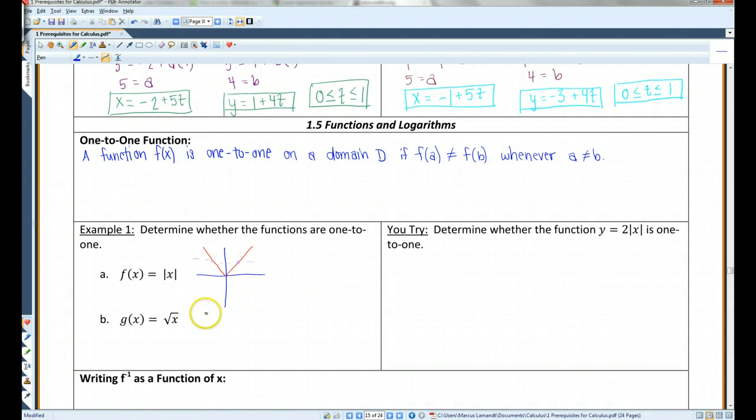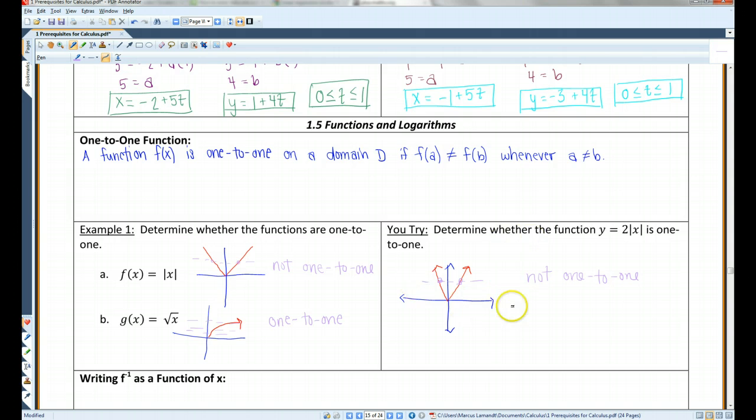Alright. And root x looks like this. This one does pass the horizontal line test. Wherever you draw your horizontal lines, it's only going to hit the graph once. Okay? So, this one is one-to-one. This one's not one-to-one. Okay, you guys try this one.